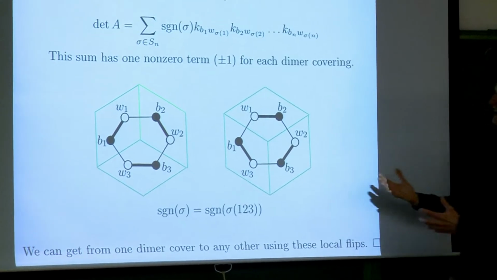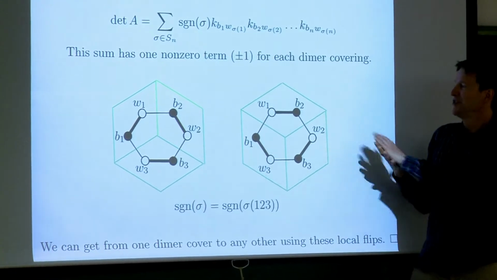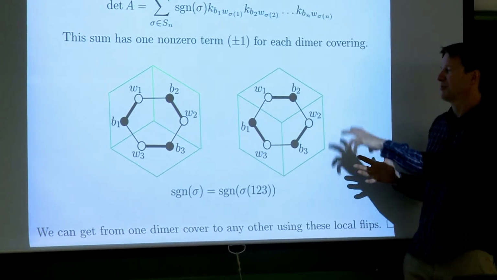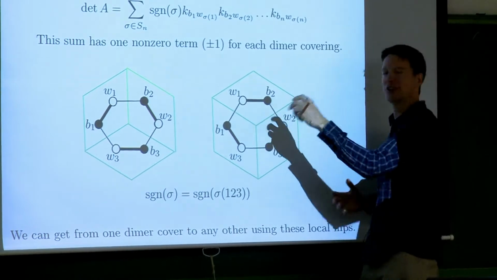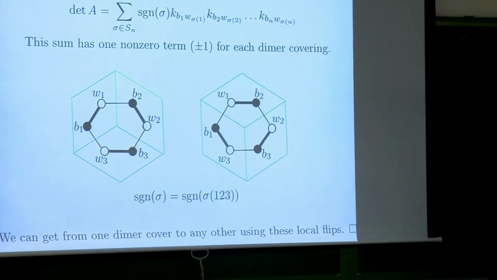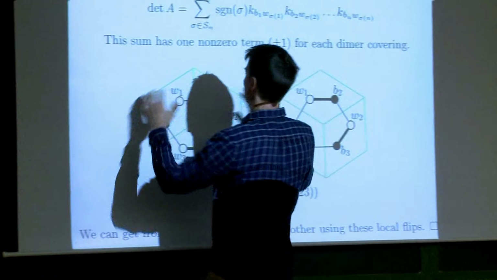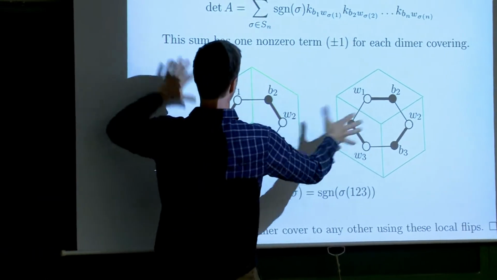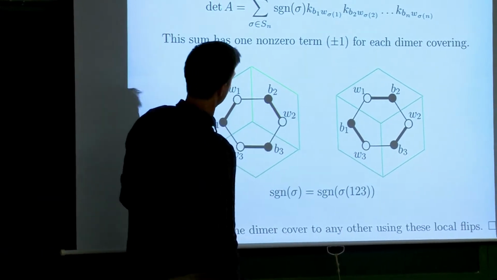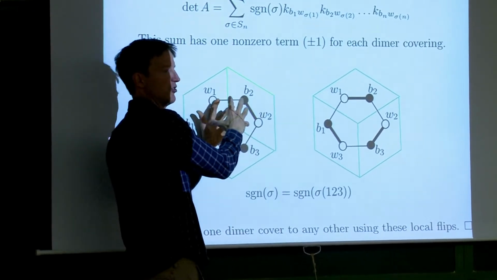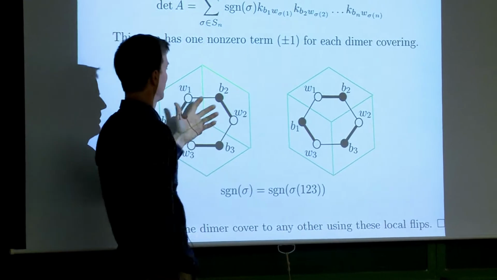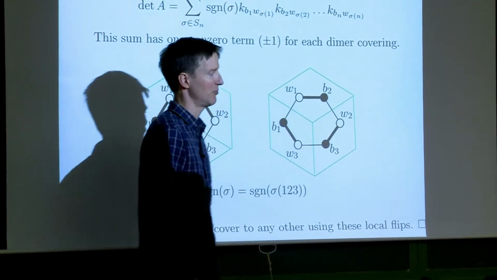But now you just have to see that any two matchings can be moved from one to the other by doing these flips, because each flip corresponds exactly to adding a cube on the surface. Imagine this surface is spanned by these squares. If I just add a cube to the surface, I push the back side of the cube to the front side of the cube, I move from this matching to that matching.